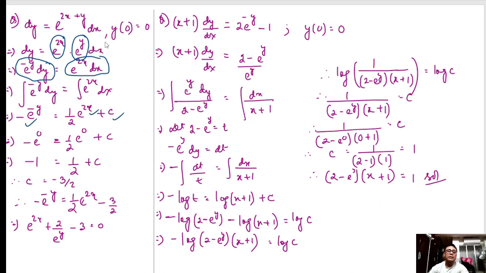And now in this equation, we have to put the values of x as 0 and y as 0. X 0, y 0. So putting y 0, x 0, this is minus 1, this is half, c comes out to be minus 3 by 2, and replacing it back in equation 1, we get this is the solution.